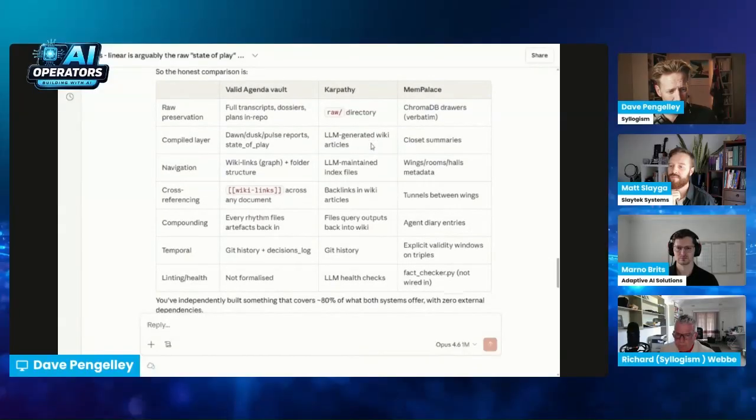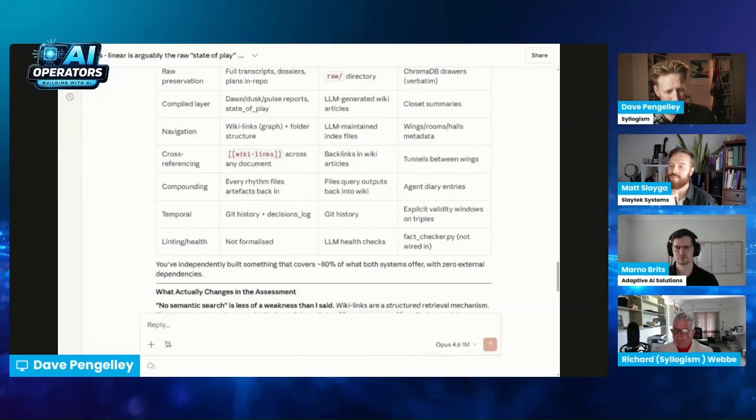And I was really happy with my system because it said I've independently built something that covers 80% of what both systems do. Huzzah! There's my win of the week, Mano. My memory system is already an awesome hybrid of both. But obviously then it goes on and there's a few things I can steal. And that's the thing with all of these systems. It's that additive nature of these systems. It's not that one is better, one is worse. It's like, okay, that's cool. How can I grow on that? How can I build on that?